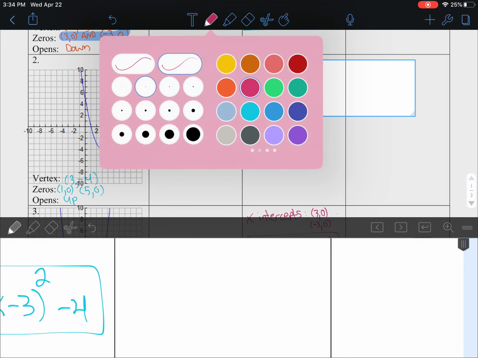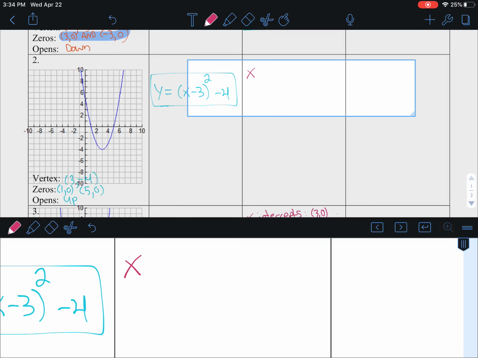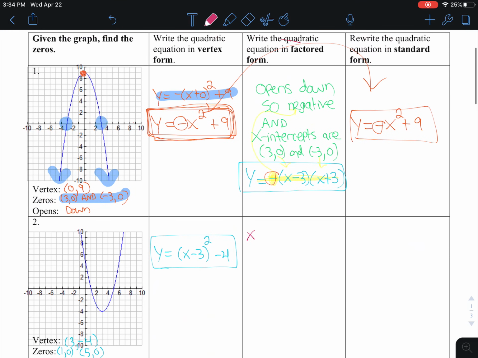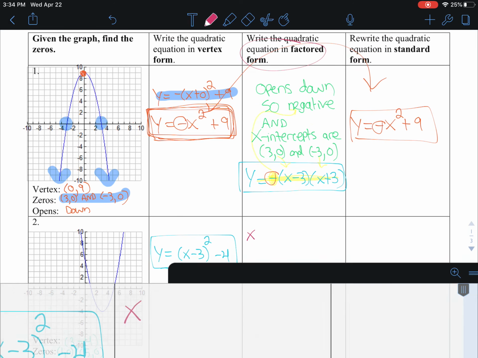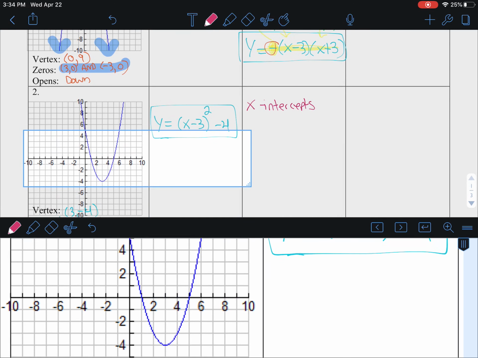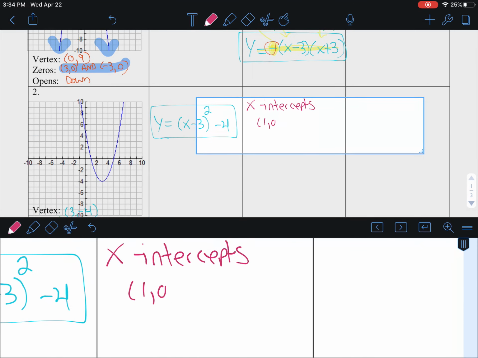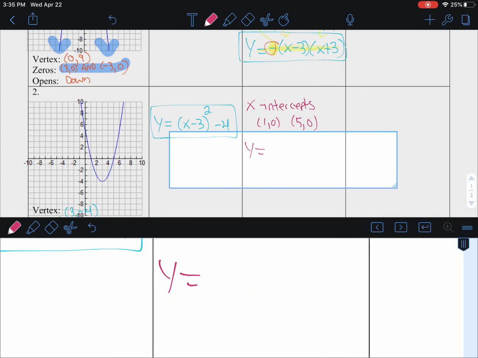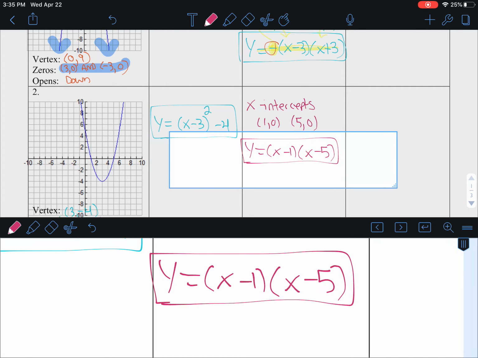Now, understand my x-intercepts. Again, this is factored form. Just to be clear, I'm following this: write the equation in factored form. My x-intercepts here were 1 and 5, so 1, 0, and 5, 0, and it's opening up, so my factored form would be x minus 1, because I have to do opposites, remember, x minus 5. So this is my factored form.